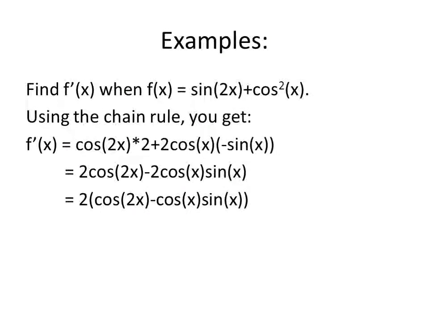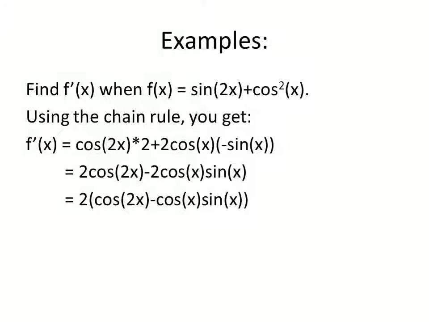Here's a good problem where, to find f prime of x, or the derivative, you need good knowledge of the derivatives of trig functions. Find f prime of x when f of x is equal to sine of 2x plus cosine squared of x. Using the chain rule, we get f prime of x is equal to the derivative of sine of 2x, which is cosine of 2x, times the derivative of 2x, which is 2, plus the derivative of cosine x squared, which is 2 cosine x, times the derivative of cosine x, which is negative sine x.